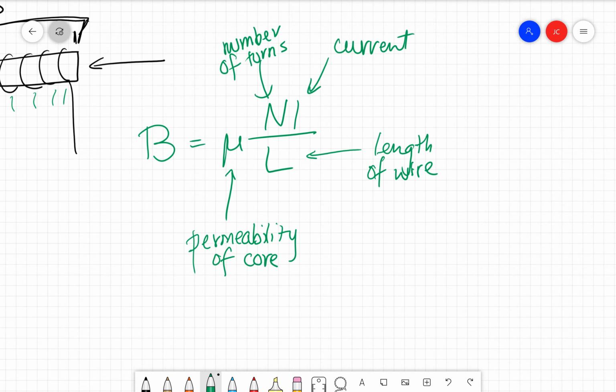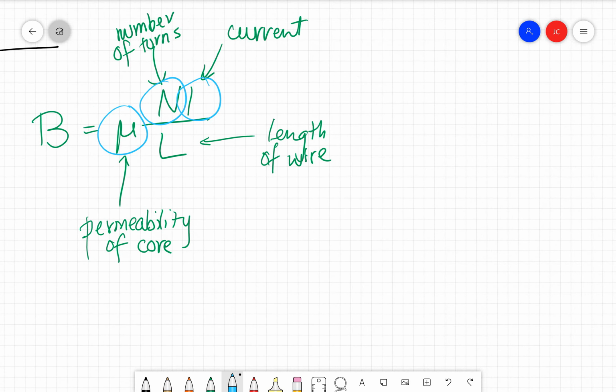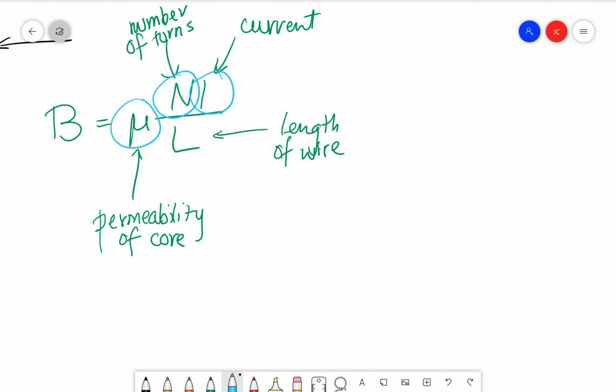So this formula tells us some important things. First of all, when we deal with the values of mu, of N, and of I, as they get larger, the field strength increases. So mu getting larger equals larger field strength. N getting larger is a larger field strength, and I getting larger is a larger field strength.